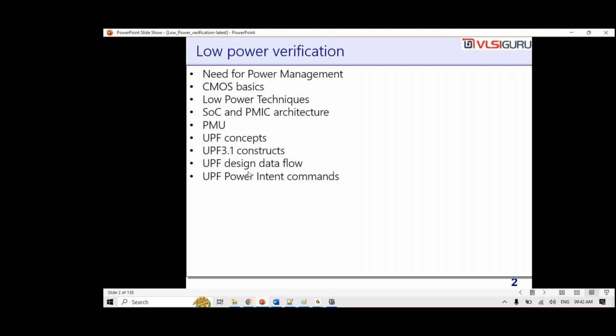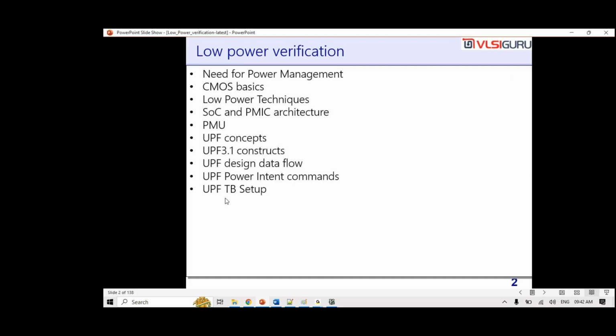Then we'll talk about some of the power intent commands, like how do we add isolation cell, how do we insert level shifters, various things related to how do we add a power supply, how do we add a power state. All those topics we'll talk about. What are the commands and what are the options? All those things we'll talk.